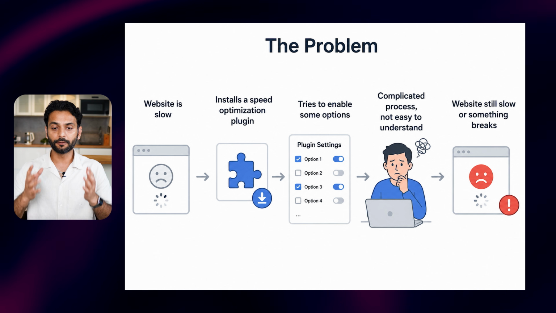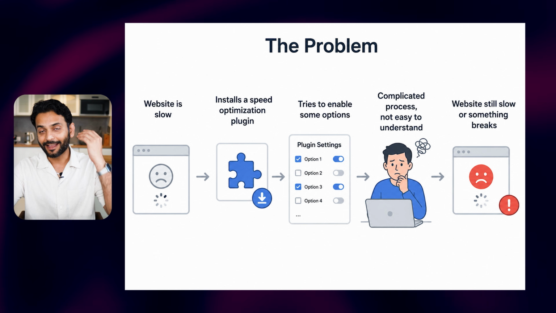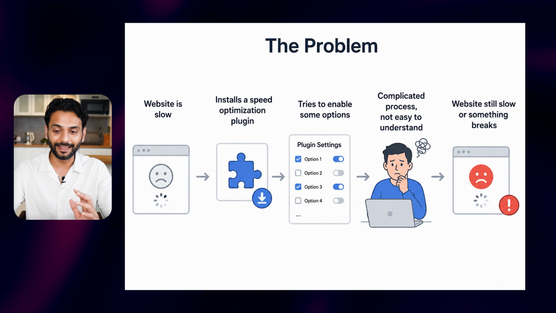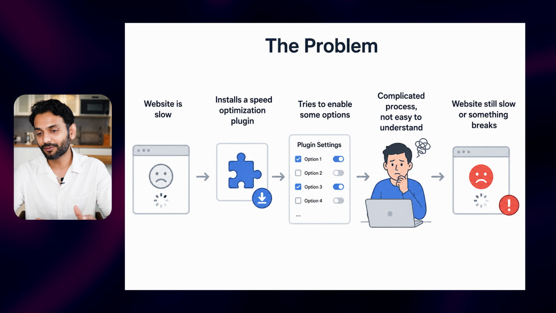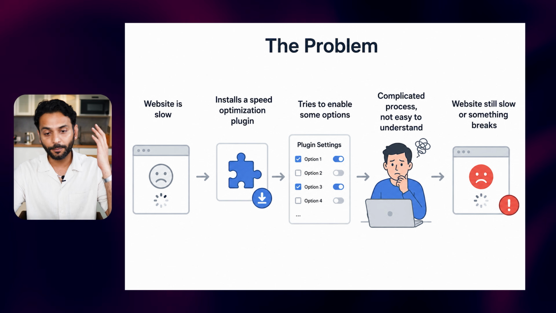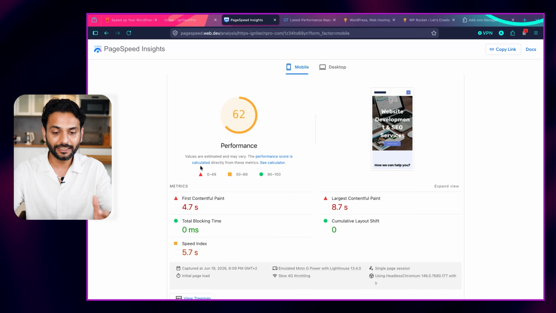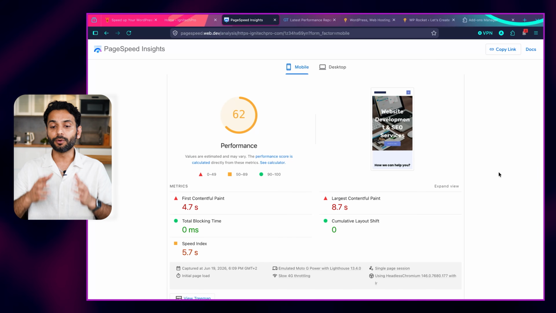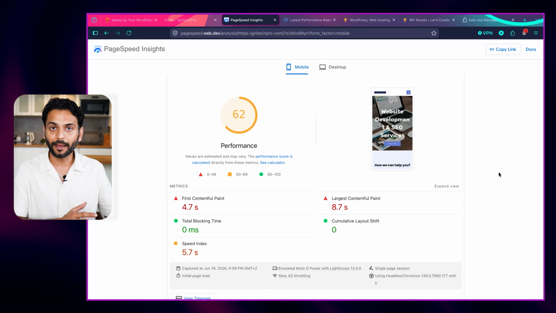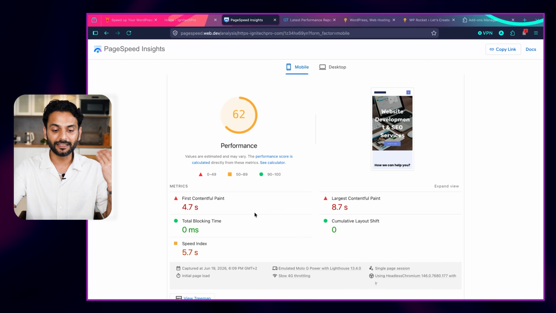So what will people do to fix these things? Like I also explained in some of my videos, install a speed optimization plugin, then try to enable some settings and fix those things. But sometimes when you enable those settings in a speed optimization plugin, you will not see the effect here. And for beginners, it can be really overwhelming and complicated to enable settings in a speed optimization plugin and then see the effect on FCP, LCP and TBT.